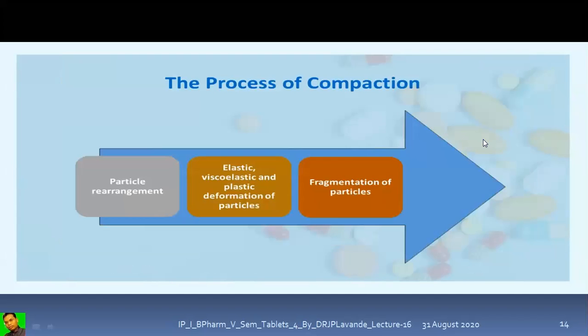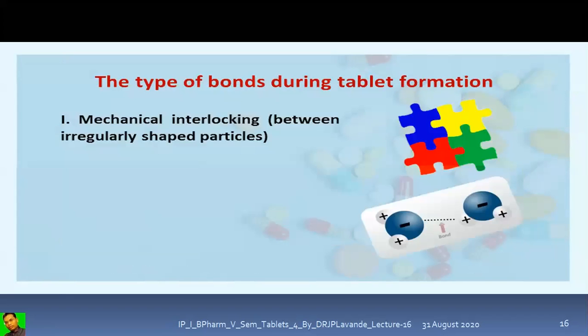So the process of compaction passes through four different stages: particle rearrangement, elastic, viscoelastic and plastic deformation of particles, fragmentation of particles, and the formation of the interparticulate bond. Now, what are the different types of bonds that are observed in case of tablet formation?